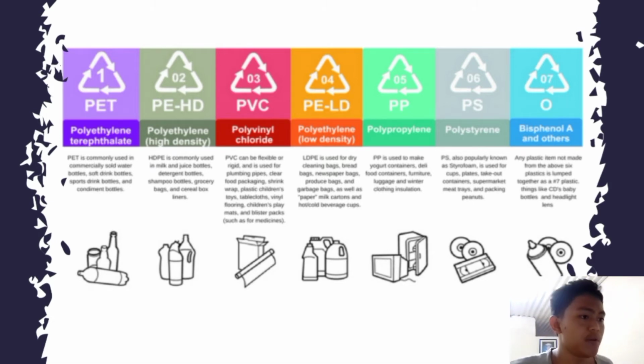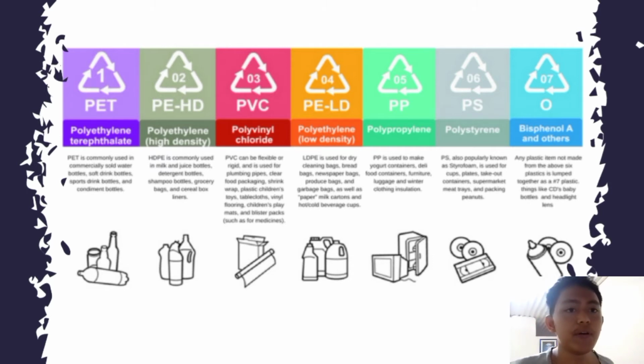Sa number 3 po, sa type 3, PVC, polyvinyl chloride. So, sa PVC po, yun po yung mga ginagamit na plastic sa mga tubo, sa mga pipes. Can be flexible or rigid and is used for plumbing pipes, beer, food packaging, shrink wrap, plastic children's toys, tablecloths, vinyl flooring, children's playmats, and blister packs.